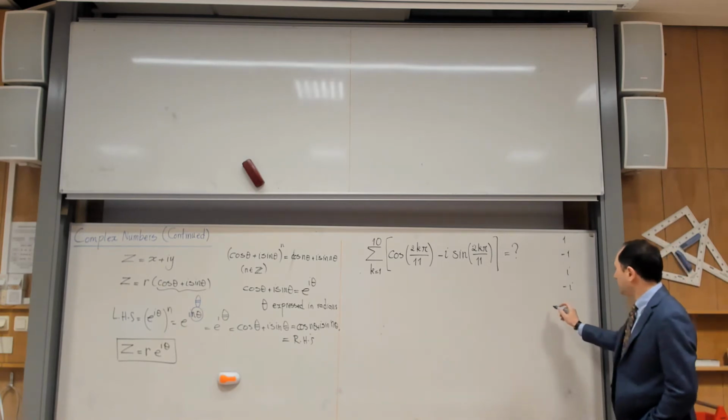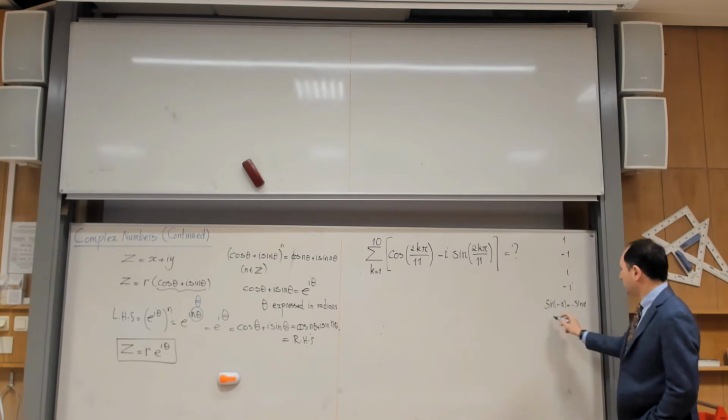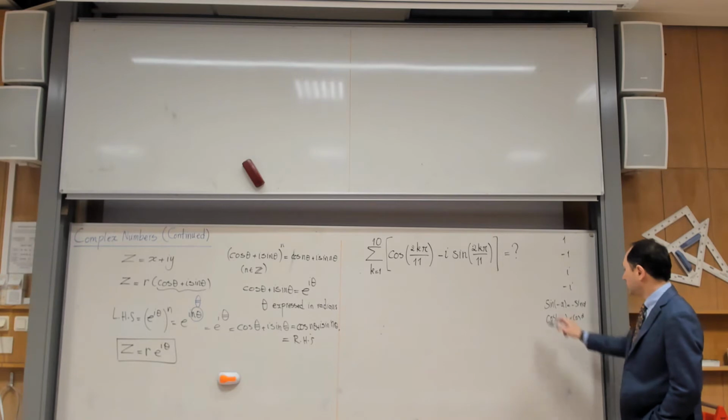So we have what? This is the trigonometric formula, yes? Sine of minus alpha is minus sine alpha. But cosine of minus alpha is equal to cosine alpha, yes? It's very important to remember these things, okay?